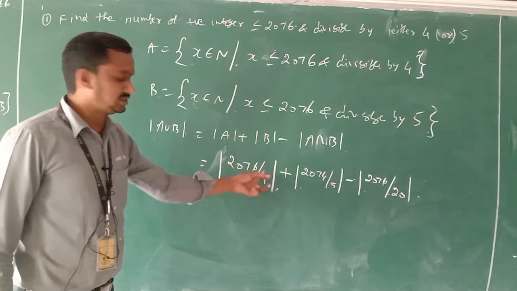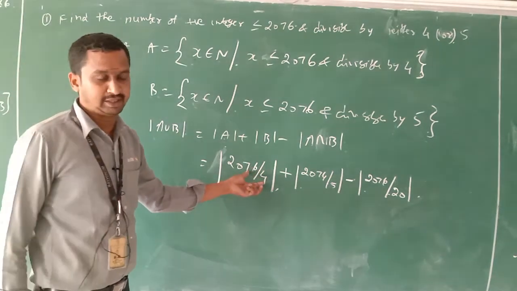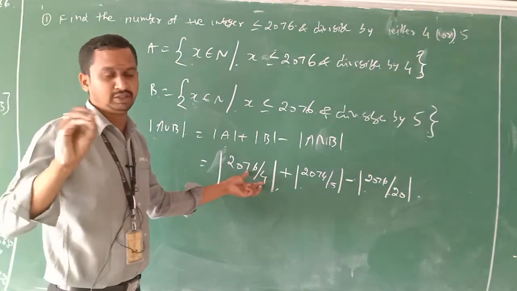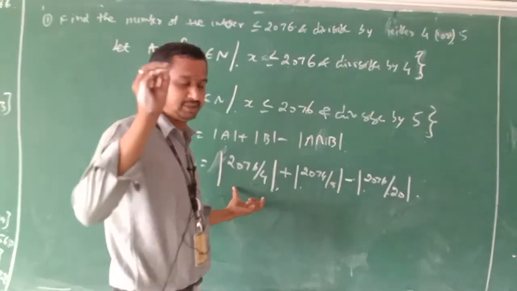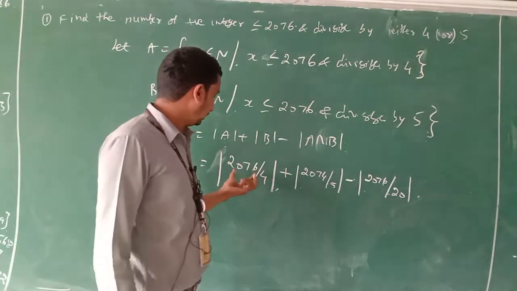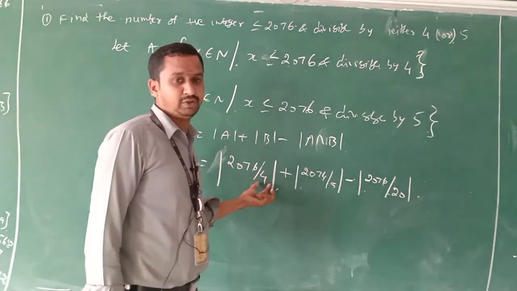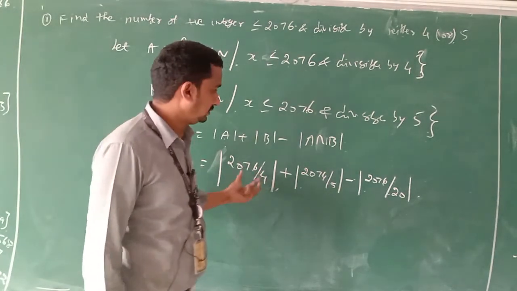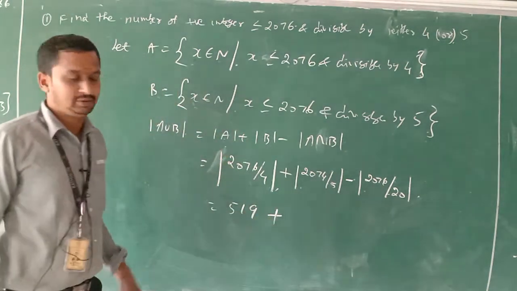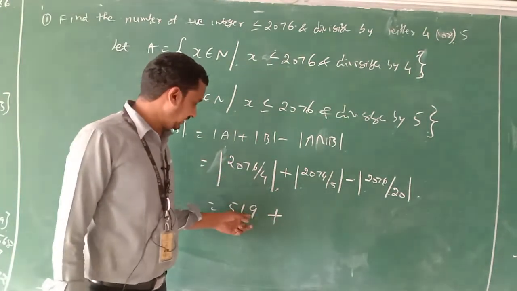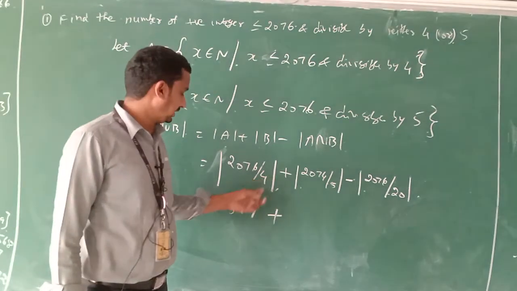So 2076 divided by 5. How many whole numbers are there? Write only the whole number, not a positive or negative number. Modulus means only write a positive number. So 2076 divided by 4. How many 4s are in 2076? I think 519. Okay, 519 is the value we get when divided by 4.